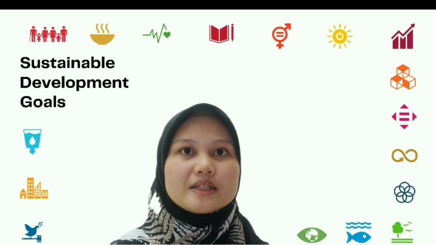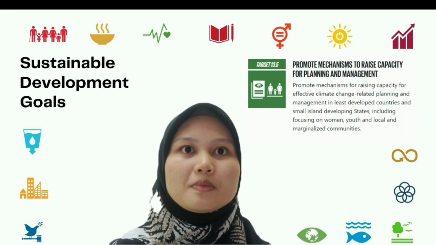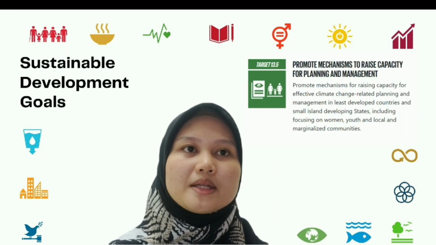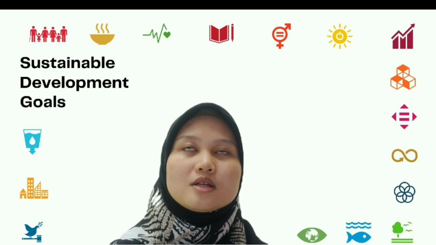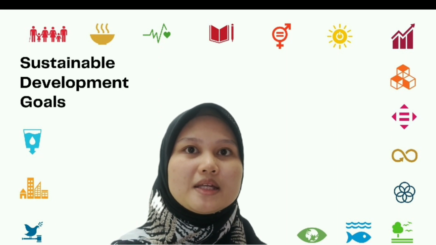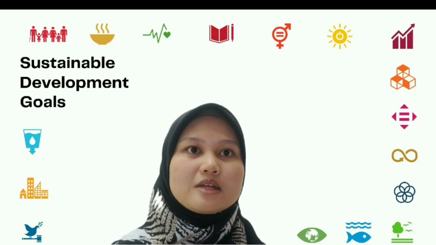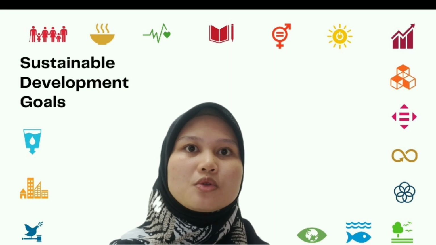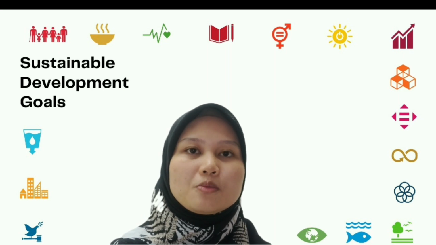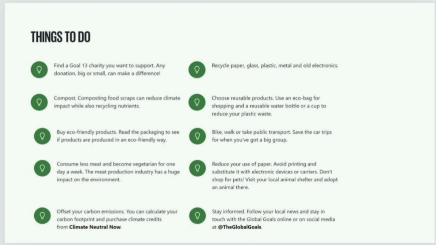And lastly, Target 13.b, which is to promote mechanisms to raise capacity for planning and management, by promoting mechanisms for raising capacity for effective climate change-related planning and management in least developed countries and small island developing states, including focusing on women, youth, and local and marginalized communities. Here is the list of things we should do, recommended by the United Nations.